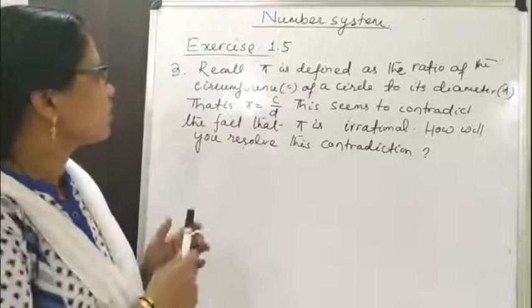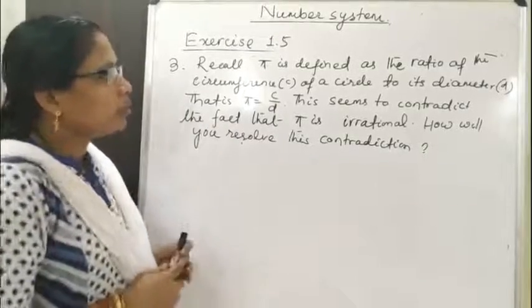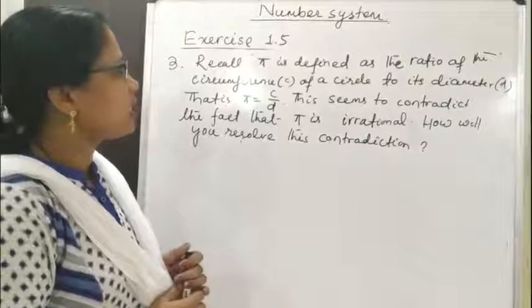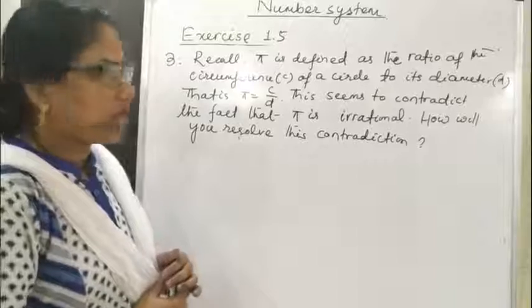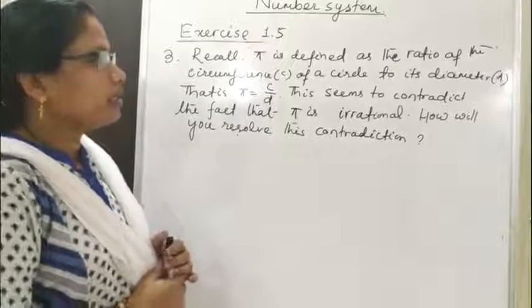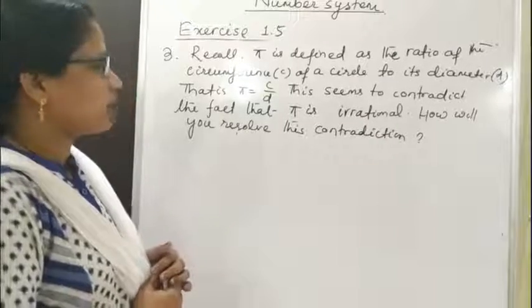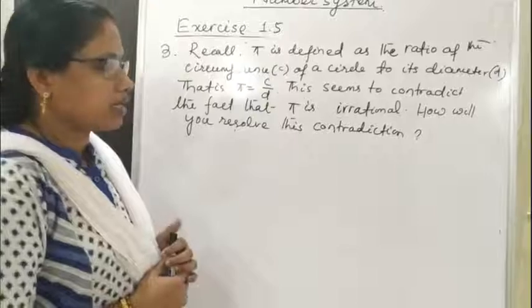Next, question number 3 of exercise 1.5. Recall that pi is defined as the ratio of the circumference C of a circle to its diameter D, that is, pi is equal to C by D. This seems to contradict the fact that pi is irrational. So how will you resolve this contradiction?